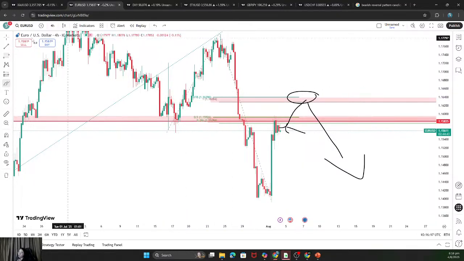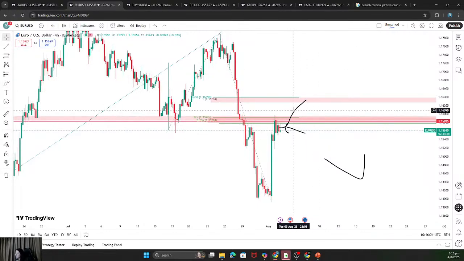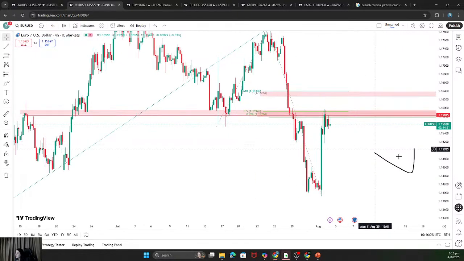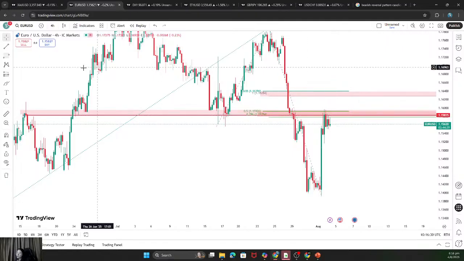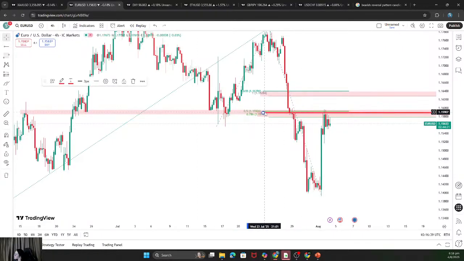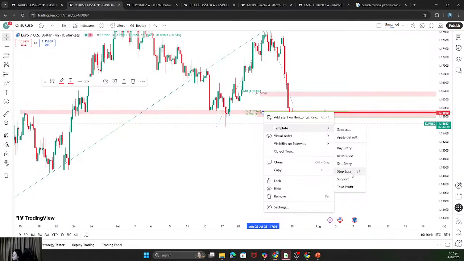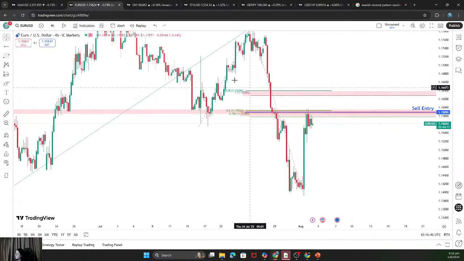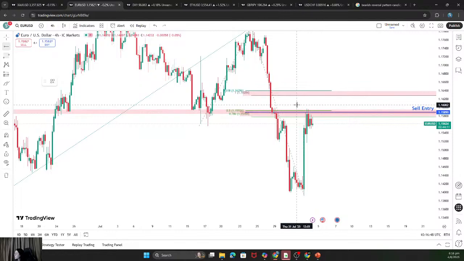So two possible entries. I'm just more favorable to this one at this current point of time. So what I am going to do is have my possible sell entry here, somewhere within this box, not sure where, need to wait for the candle to stop. And my stop loss is going to be here.